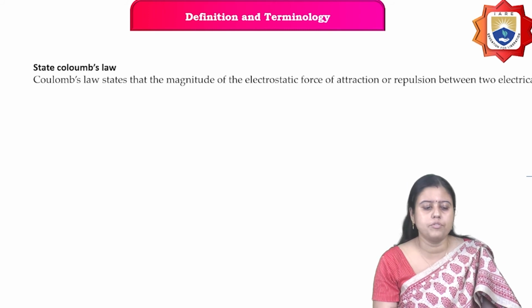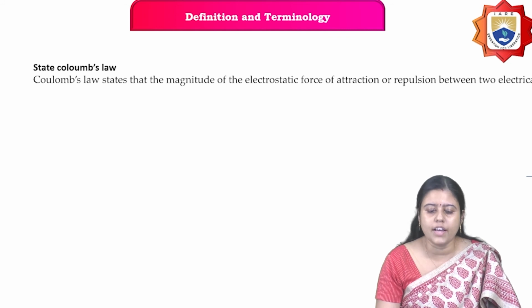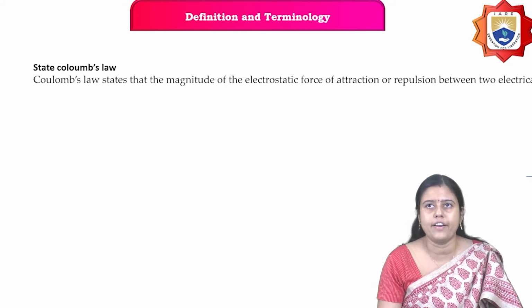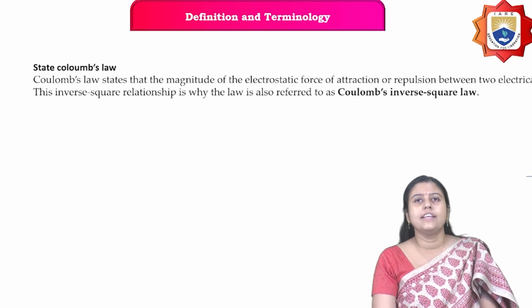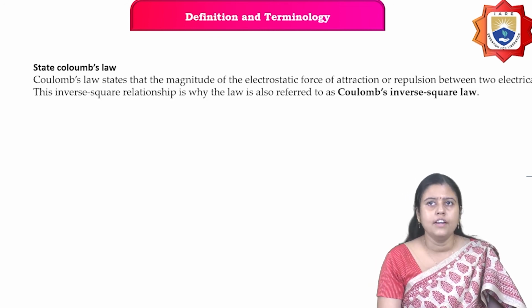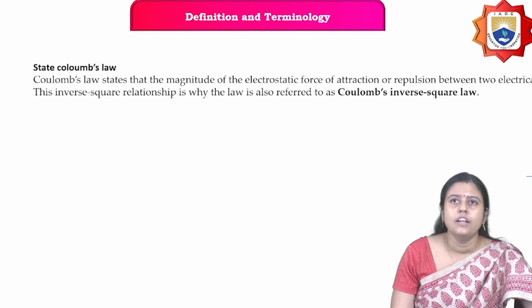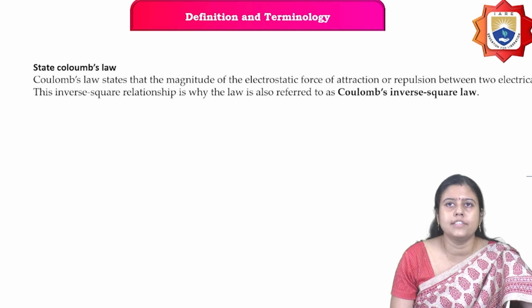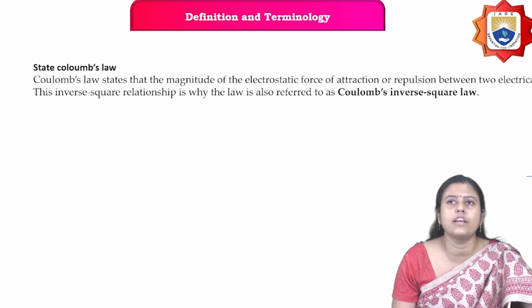State Coulomb's law. Coulomb's law states that the magnitude of the electrostatic force of attraction or repulsion between two electric charges is directly proportional to the product of the charges and inversely proportional to the square of the distance between them. This is an inverse square relationship, and that's why Coulomb's law is known as the inverse square law.